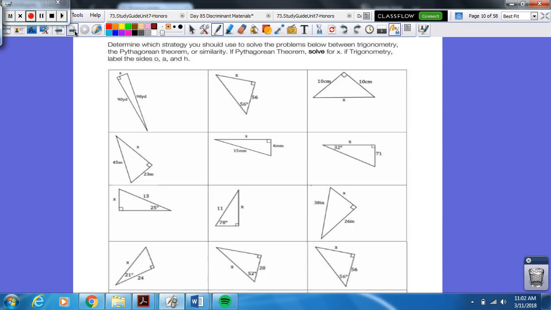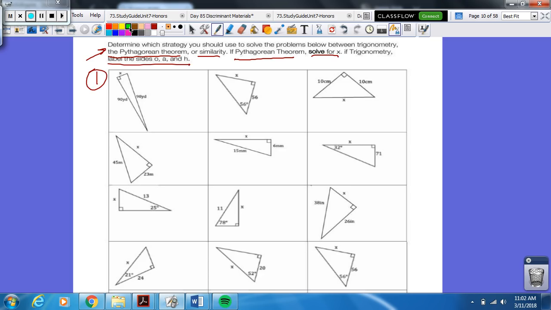Let's try this one. Last thing we're going to do today. Let's read the instructions first, always very important. Determine which strategy you should use to solve the problem below using trigonometry, the Pythagorean theorem, or similarity. If the Pythagorean theorem, solve for x. If trigonometry, label the sides. So the first one here, let's call this number one.